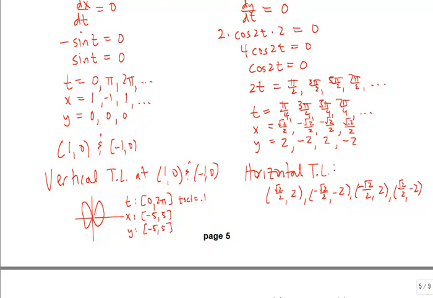And you get a graph like this, and you can see that at 1 and negative 1, which would be here and here, we're going to get those vertical tangent lines. And then we're going to get 4 horizontal ones here, here, here, and here. So these points make sense.